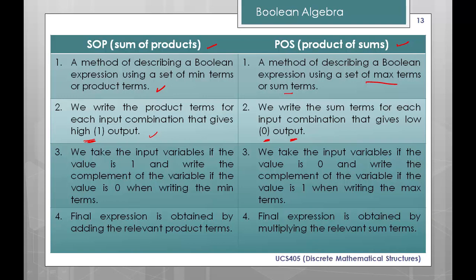We take the input variable if the value is 1 and write the complement of the variable if the value is 0 when writing the minterms. We take the input variable if the value is 0 and write the complement of the variable if the value is 1 when writing the maxterms. Now, the final expression is obtained by adding the product terms. Here the final expression is obtained by multiplying the sum terms.